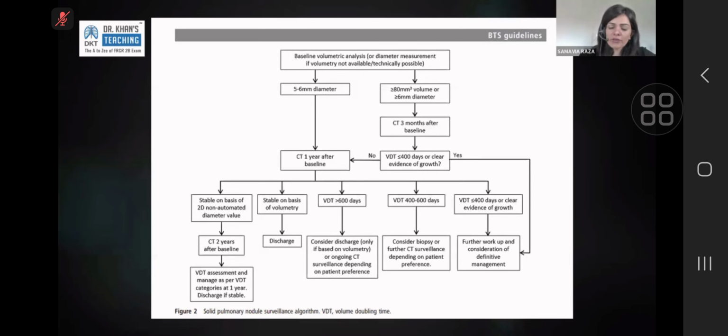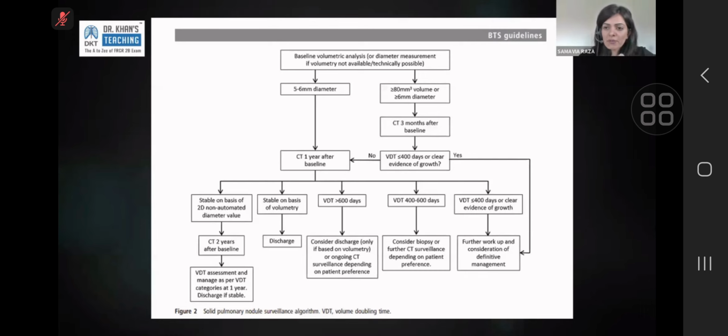If it's stable, you go for a 2-year follow-up. So for a total of 2 years, a nodule needs to be followed up. Ideally it needs to have VDT assessment at every stage. VDT means volume doubling time.